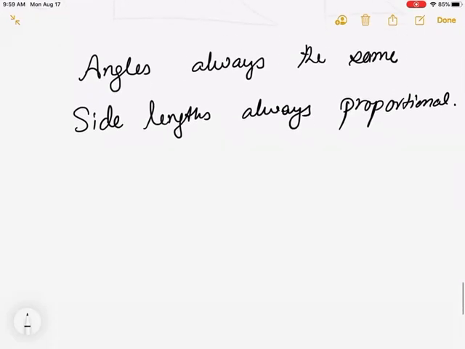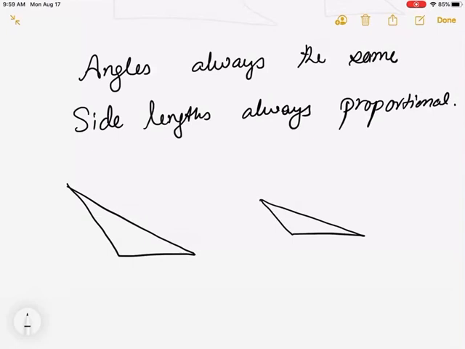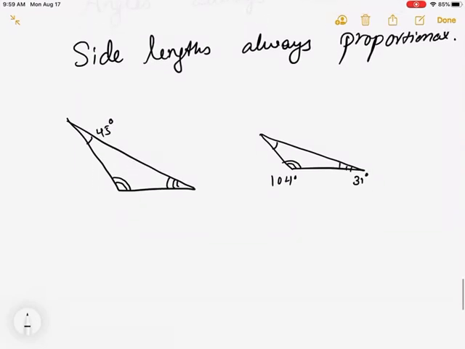So first one here. Here's my first triangle, and here's the second one. Let's say this one is 45 degrees, this one is missing, and this one is also missing. But I know it's a similar triangle. This one is 104 degrees, and this one is 31 degrees. Based off this information, can we solve for the missing ones here?